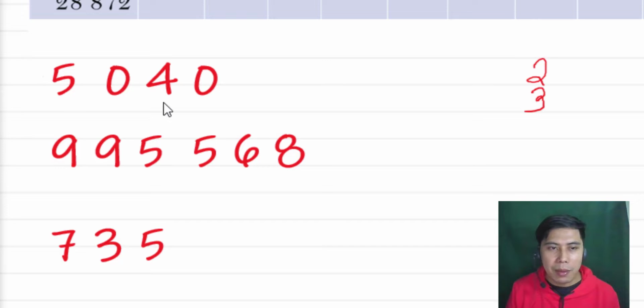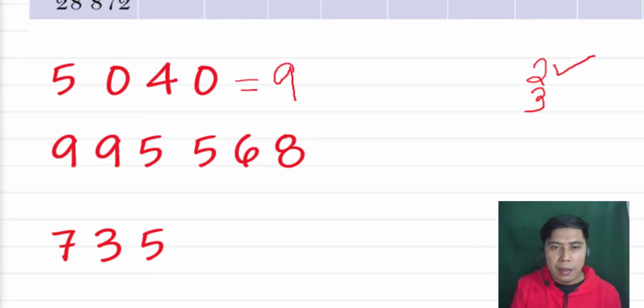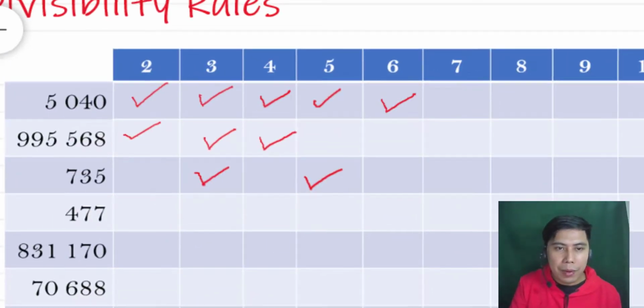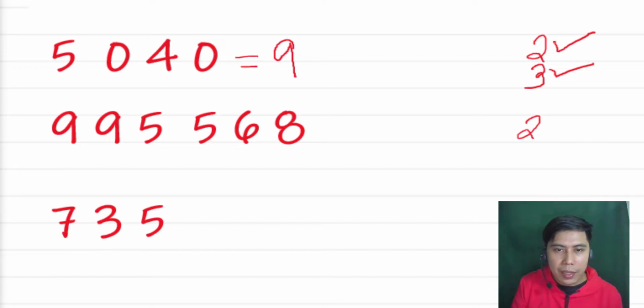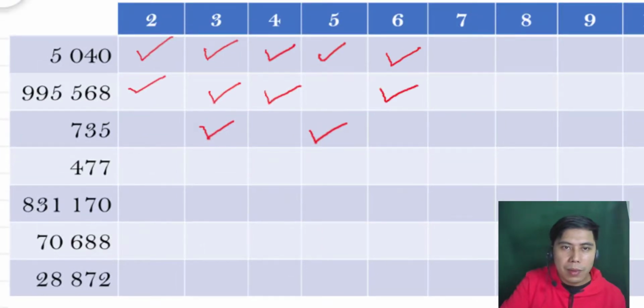Say for this example, 5040. Since this number satisfies the divisibility rule for number 2, and it also satisfies the divisibility rule for number 3 because the sum is 9, then we can say that this number is also divisible by 6. How about this number? This number is even, so this is divisible by 2, and the sum of all the digits is 42. Then we can say that this is divisible by 3, so this is also divisible by 6.